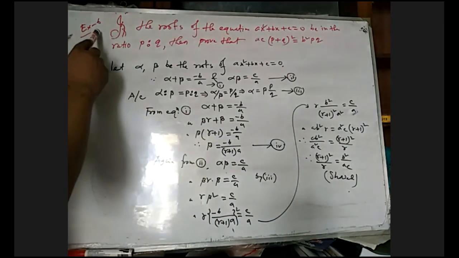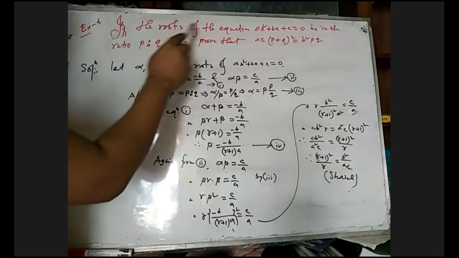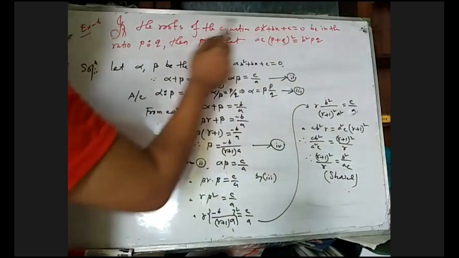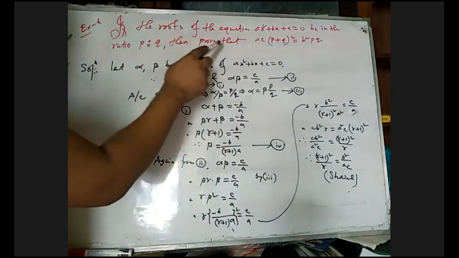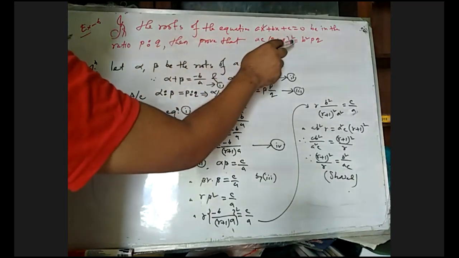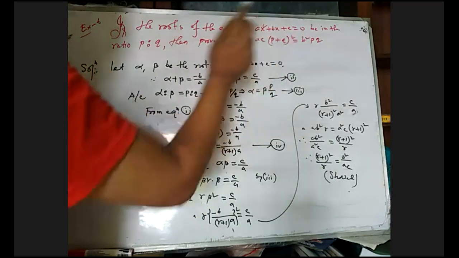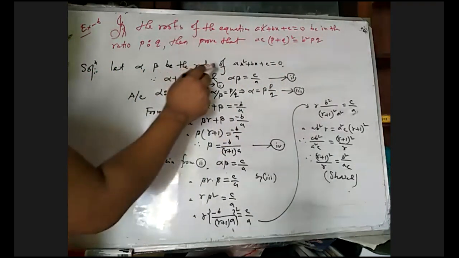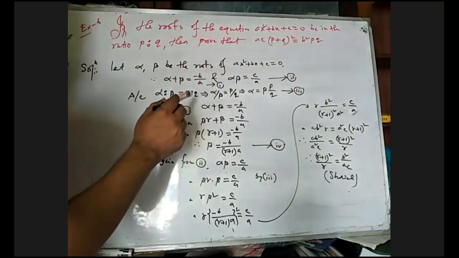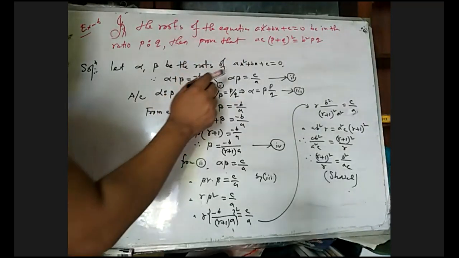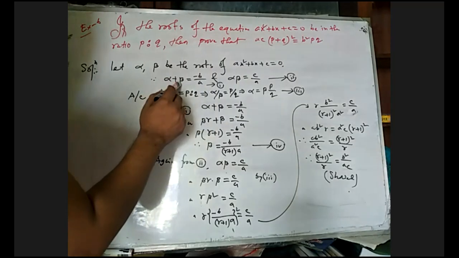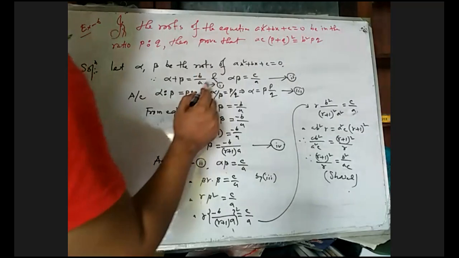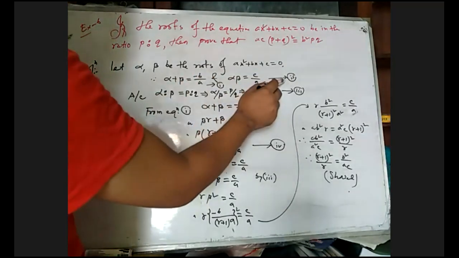Okay, now for another example 6, if the roots of the equation x square plus bx plus c, this is the quadratic equation, be in the ratio p is to q, then we have to prove that a into p plus q whole square equals to b square into p q. Let alpha beta be the roots of the given quadratic equation, x square plus bx plus c equals to 0. Then sum of the roots, what? Alpha plus beta equals to what? Minus b by a, and product of the roots c by a. Okay, this is equation number 1 and this is equation number 2.